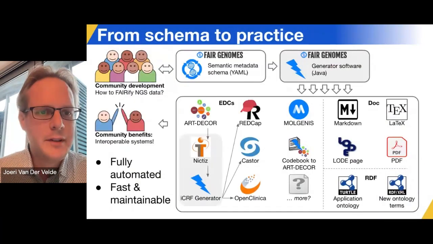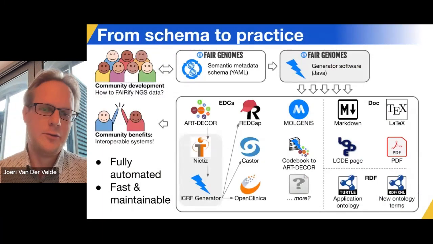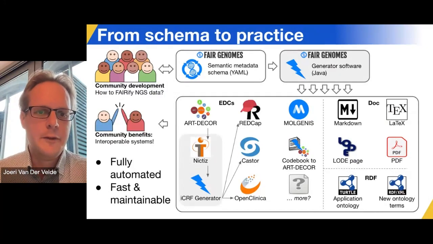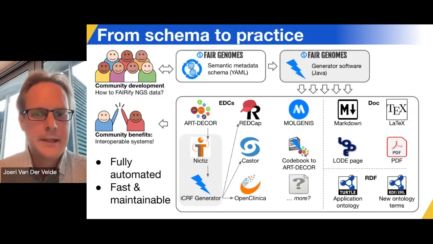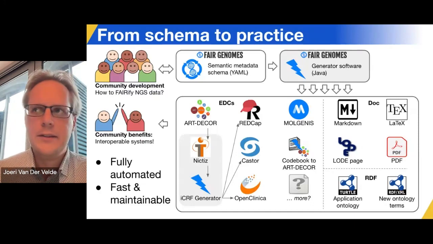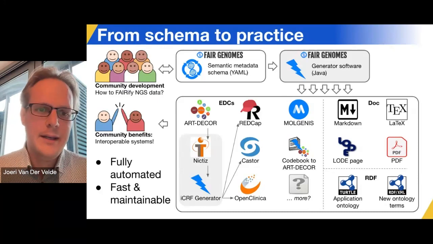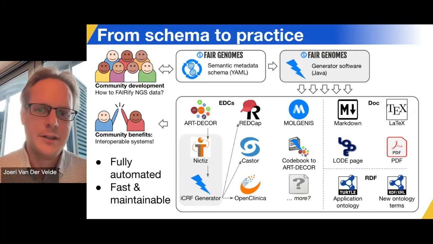And of course, the schema is nice, but you need to do something with it. So, get practical. We wrote a little generator that was able to translate this schema, which was defined in something called YAML, into a variety of electronic data capture software packages. So things like REDCap or Castor, OpenClinica, and also Molgenis, and also documentation formats, RDF that we were also able to submit to places like FAIRsharing and BioPortal. So basically, all of these are artifacts that are derived from the schema, and so you don't have to use one system. You can use whatever you like, but you will still be interoperable because you're using the same definitions. That was our goal.